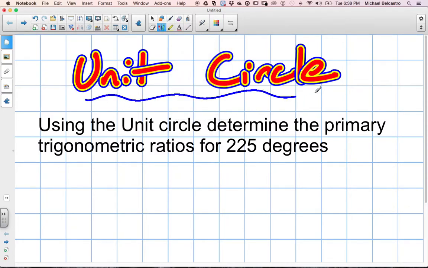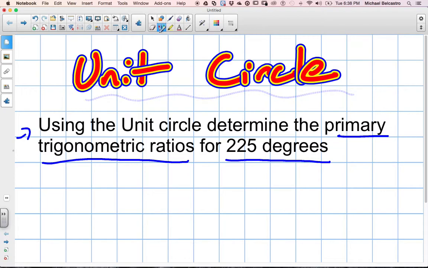We're going to work on the unit circle. So the question asks us, using the unit circle, determine the primary trigonometric ratios for 225 degrees. So there's much information we kind of have to get out of the way first.